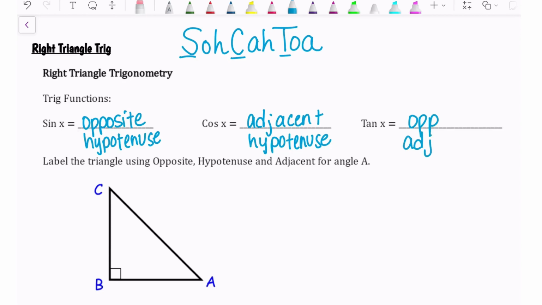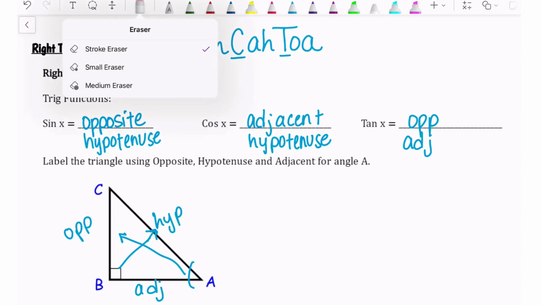If I'm looking at angle A, your trig functions are always in reference to one of the angles that's not the right angle. So I'm going to use angle A here. The side that's across from the angle that you want is your opposite side, and the one that's next to it, or the one that forms the angle, is the adjacent side, and then your side across from the right angle is the hypotenuse. So that's how you label the sides.